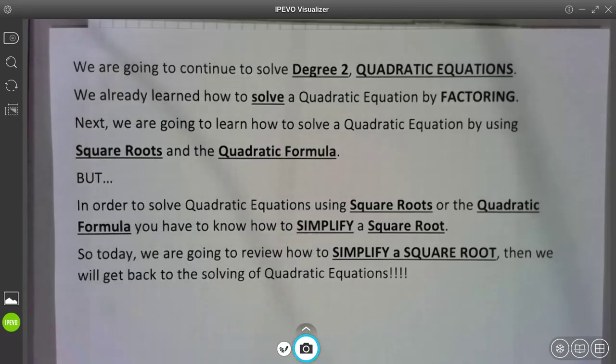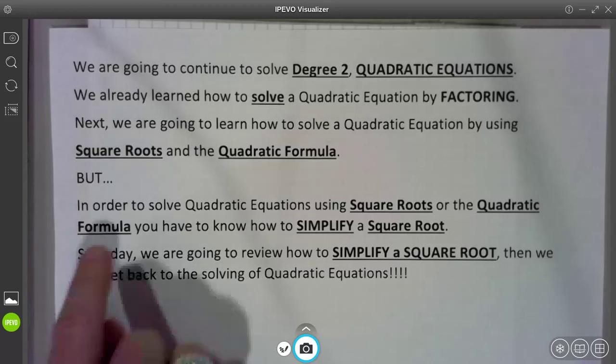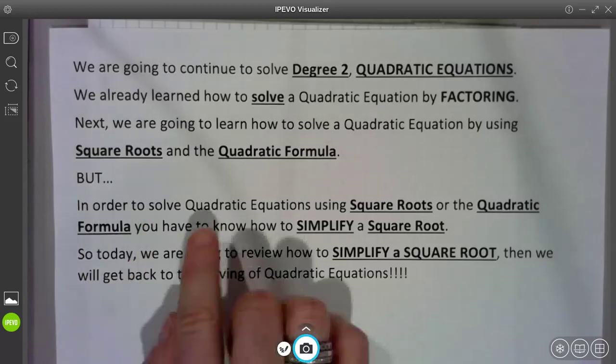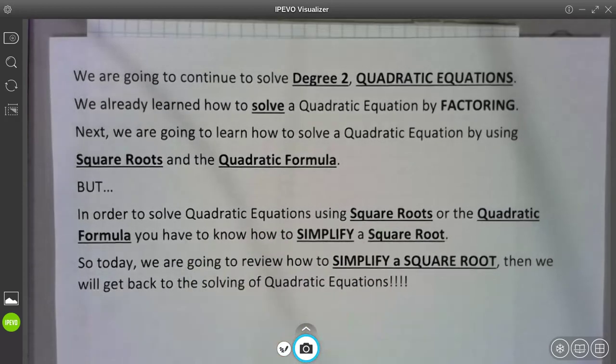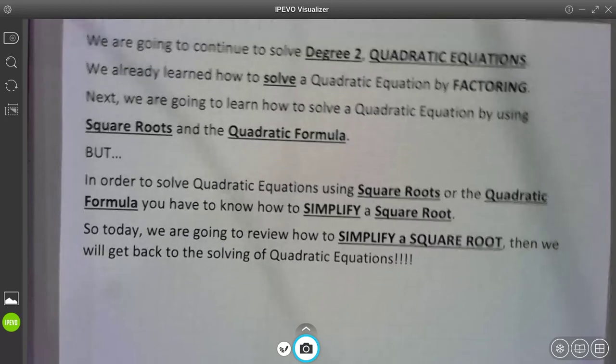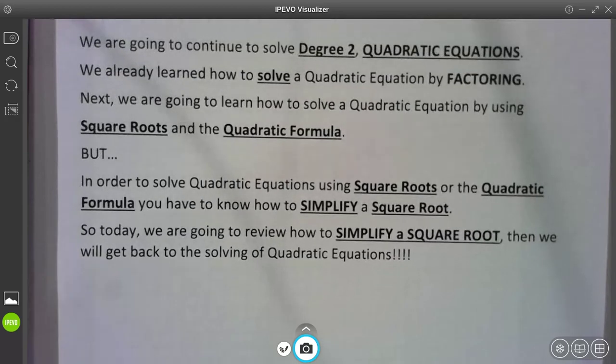But there's a big problem. If I'm going to teach you how to solve a quadratic equation using square roots or the quadratic formula, you have to know how to simplify a square root. Now, this is normally something that you have seen in geometry and algebra 1, but normally it's very brief. So sometimes you're very rusty at it. Some students don't remember it at all. So a lot of times it's better for me to review how to simplify a square root before you see it in the solving, so it doesn't kind of blow your mind.